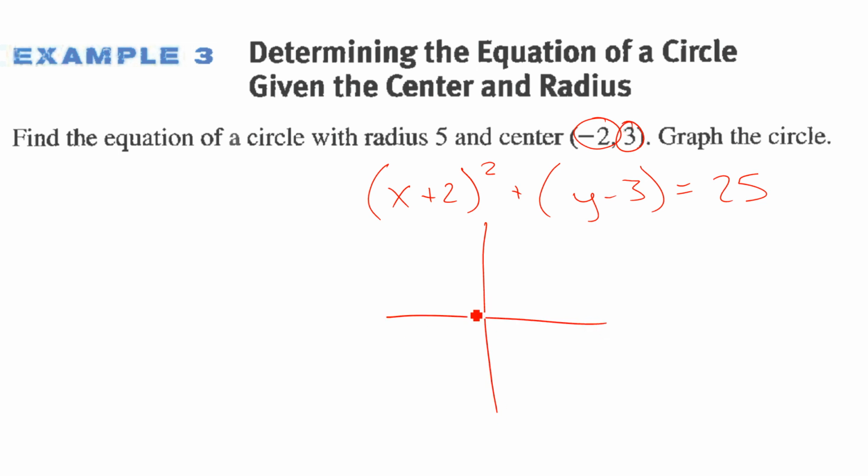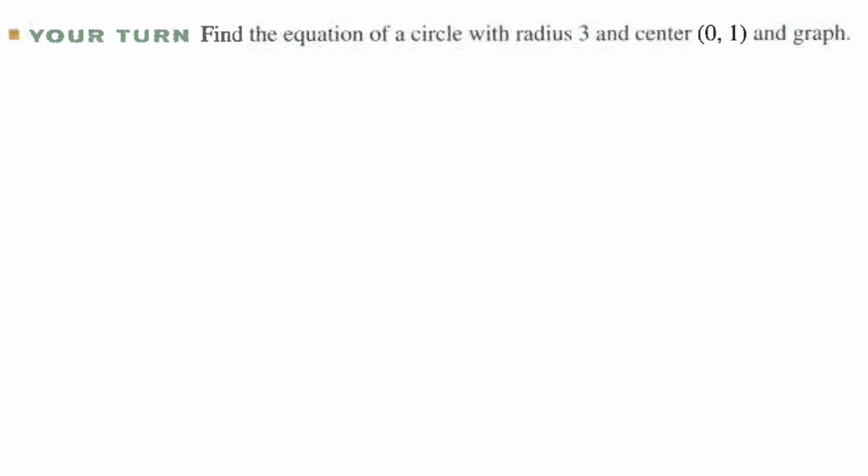The center is at negative 2, comma 3. And our radius is 5. So we'll go 1, 2, 3, 4, 5 in this direction. We'll go 1, 2, 3, 4, 5 up. We'll go 1, 2, 3, 4, 5 in this direction. And we'll go 1, 2, 3, 4, 5 down from the center. Connect it in the most beautiful circle you can draw. And there you go. So your turn.